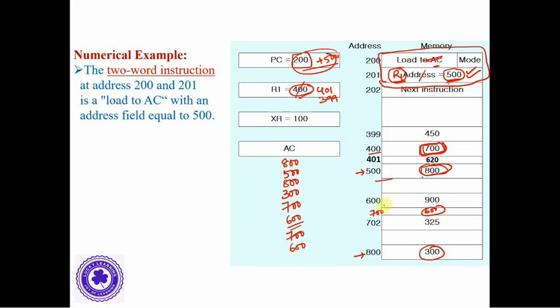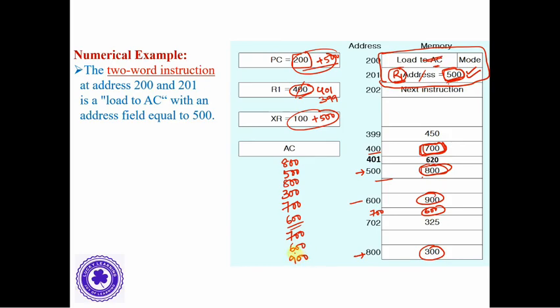In the case of indexed addressing mode, the address part contains 500. That is going to be added with the index register. Sorry, it is indexed addressing mode. Assuming the index register holds 100, this is added with 500. Now 100 plus 500 is 600. Go to the 600th location. What is there in the 600th location?